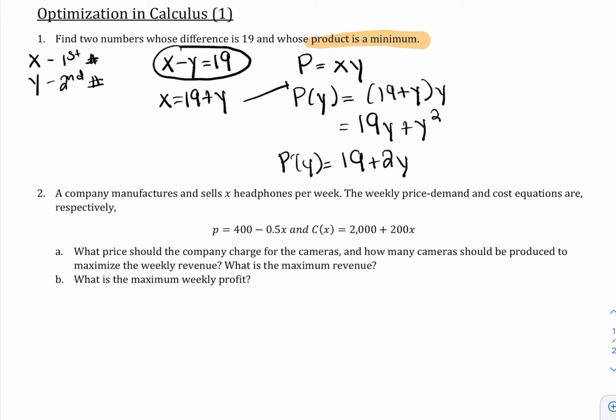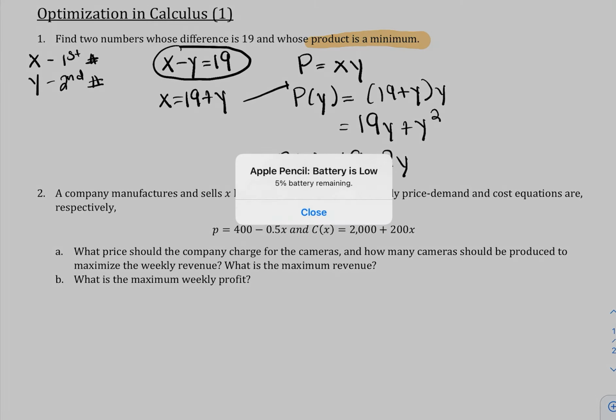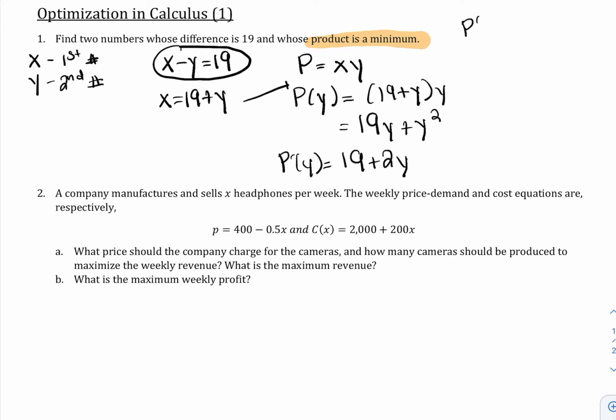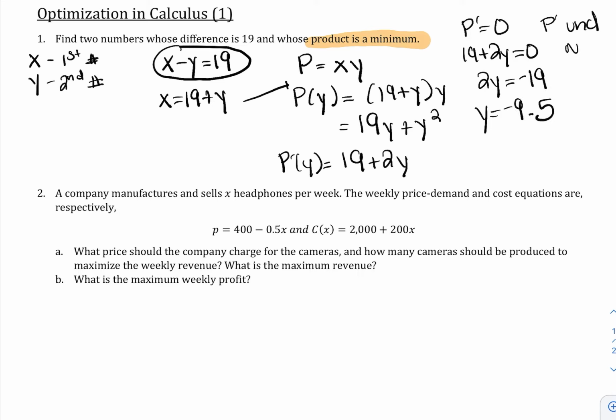And then we go to finding the minimum. First we have to find the critical number. So when is it 0? And when is it undefined? So 19 plus 2y is equal to 0. 2y is equal to negative 19. Oh, right here, I made a little mistake. y is equal to negative 9.5. It's never undefined because it's a line. So I only have one critical number.